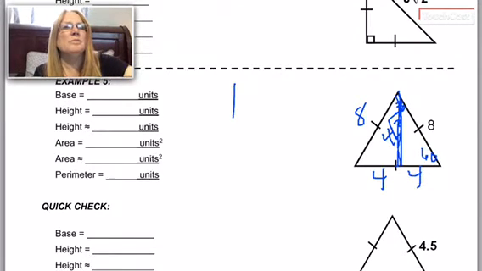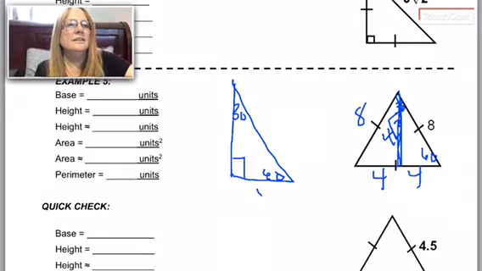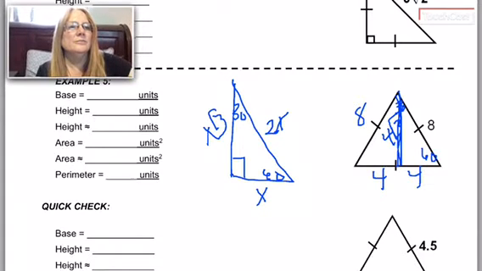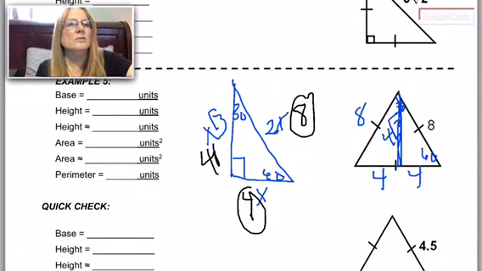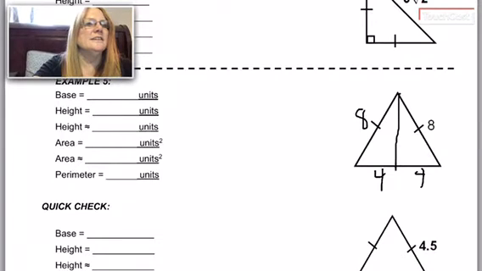Let me draw it separately over here. 30, 60, 90 is going to be x, 2x, and x times the square root of 3. So if 2x is 8, half of that is 4, and then this would be 4 times the square root of 3. So let me clean that up a little bit. This is going to be 4, 4, 8, and 4 times the square root of 3.